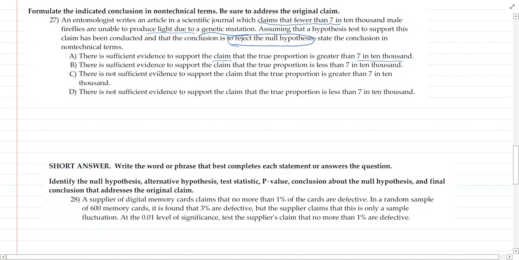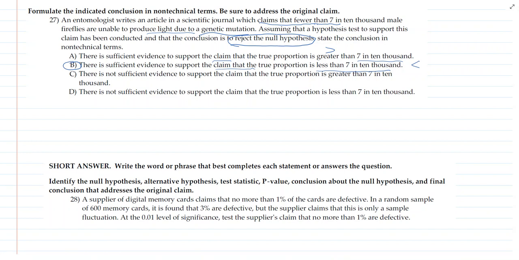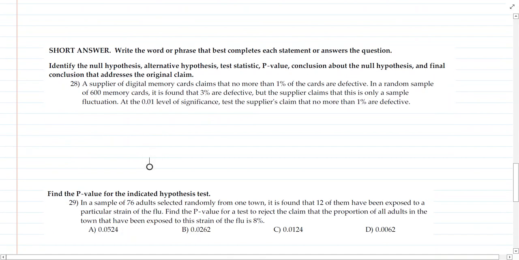There is sufficient evidence to support the claim that the true proportion is less than 7, fewer than 7. This one is greater and this one is less. It's B. Sorry, misread it. All right. They're not hard because we've done so many problems that it's become easier, I'm sure.